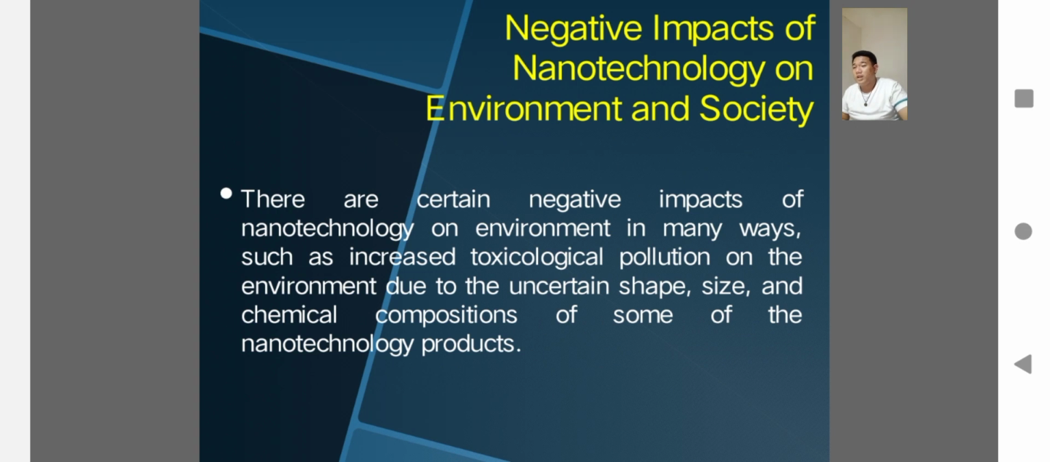The negative impacts of nanotechnology on the environment and society. There are certain negative impacts of nanotechnology on the environment in many ways, such as increased toxicological pollution of the environment due to the uncertain shape, size, and chemical composition of some nanotechnology products.